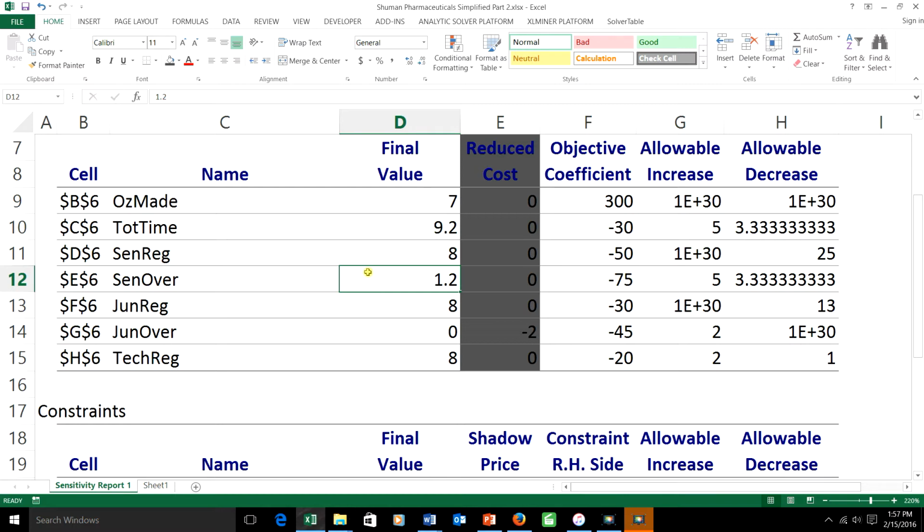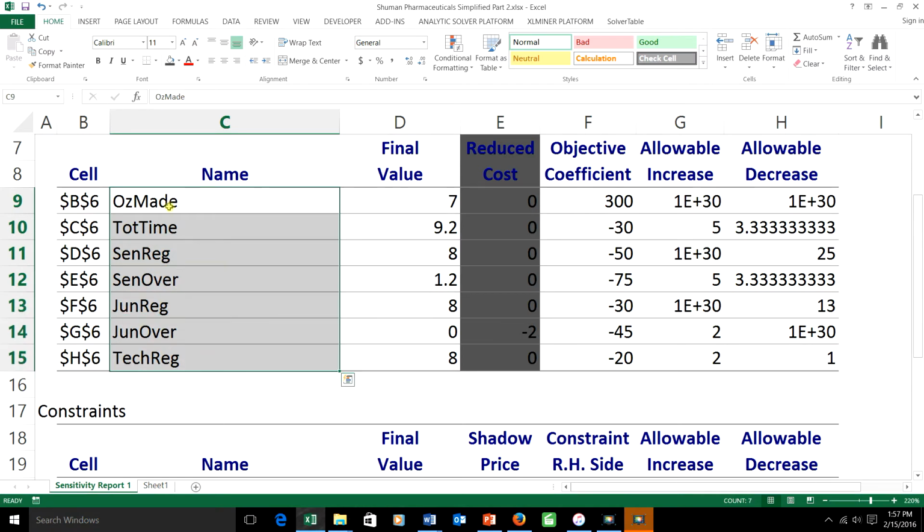All right. What do the other columns mean? Well, first of all, we have the names of each of our variables. Oz made, the number of ounces of chemical which are made, the pharmaceutical tachyon. Remember, they wanted 7 ounces. The total amount of time it takes to make this, we pay a penalty of $30 per hour for every hour it takes to make the chemical. How many regular time hours and overtime hours the senior chemist works, how many regular time and overtime hours the junior chemist works, and how many hours the lab tech works.